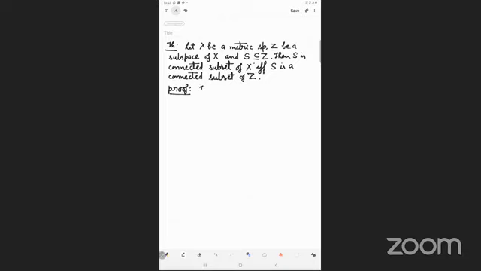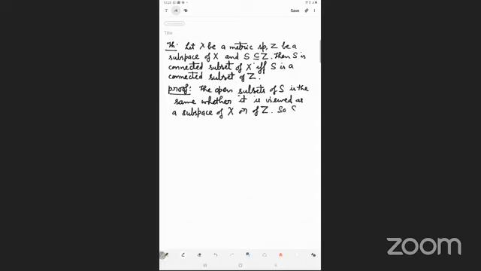You can say that the open subsets of S is the same whether it is viewed as a subspace of X or of Z. So S is connected in X. This implies and is implied by S is connected in Z.